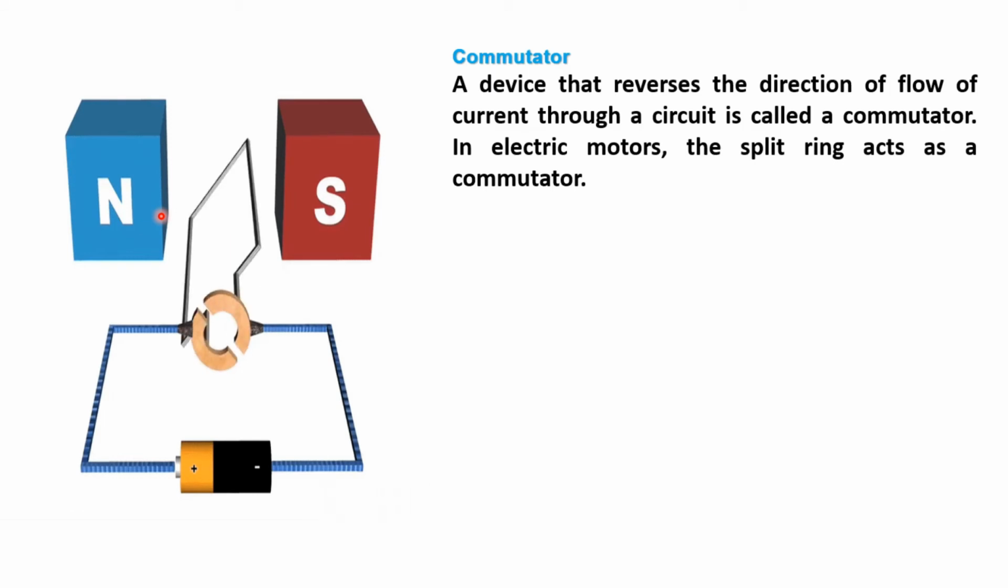Further, commutator: a device that reverses the direction of flow of current through the circuit. See, where is this commutator? These split rings are the commutator. What are they doing? They are reversing the direction of current. Once P is coming here, the positive terminal is connected to P. Once Q is coming here, the positive terminal is connected to Q. In electric motor, the split ring acts as a commutator.